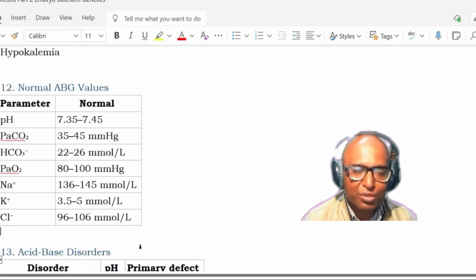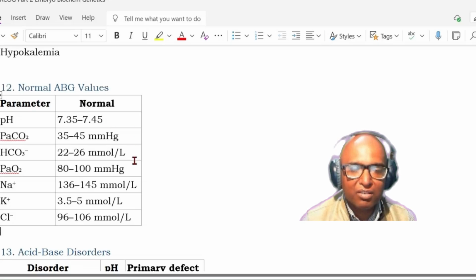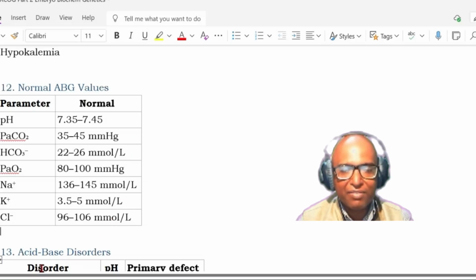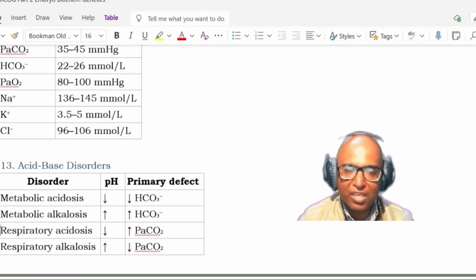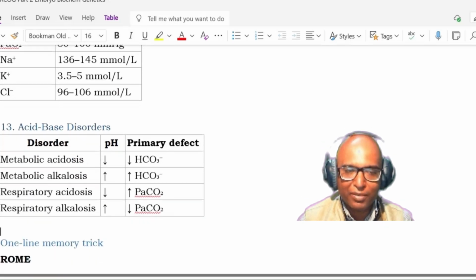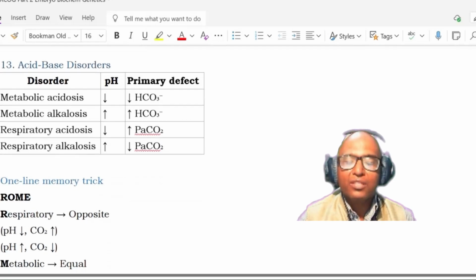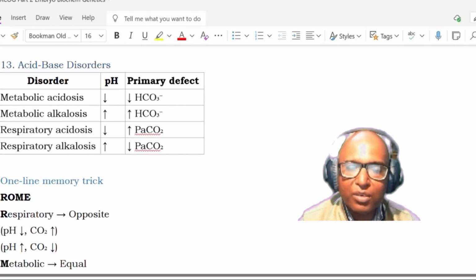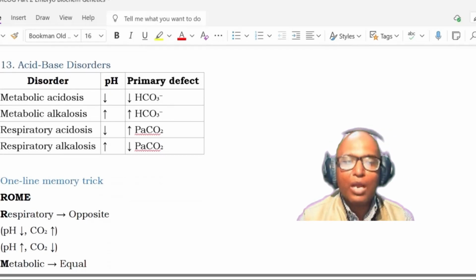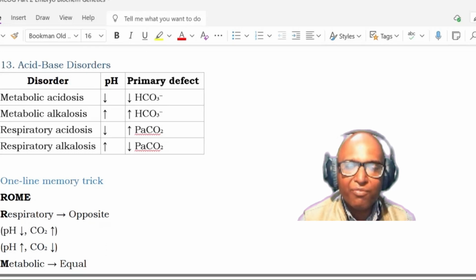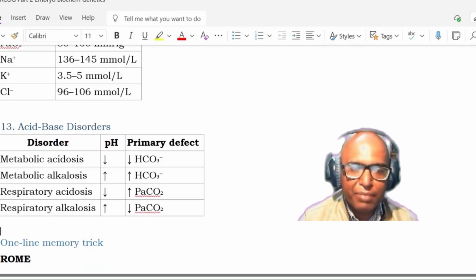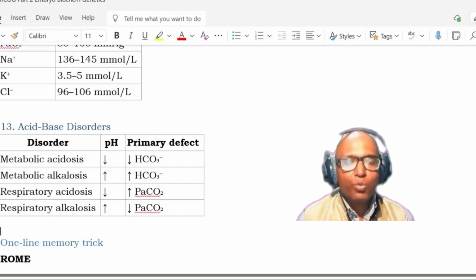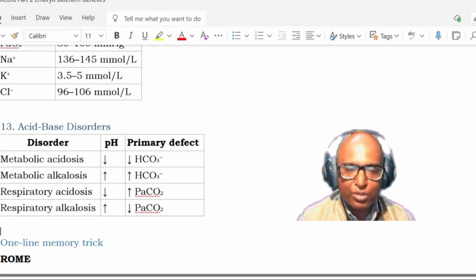These all levels you are supposed to know, because the scenario will mention these levels, and from which you have to interpret whether it is acidosis or alkalosis, whether it is respiratory or metabolic. Now from here onwards, the exam related questions will be there. Okay, so acid base disorders, how will you identify? Acid base disorder. Okay, so what happens in metabolic acidosis?